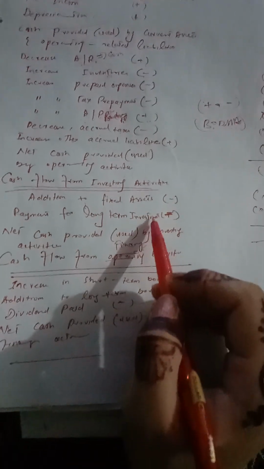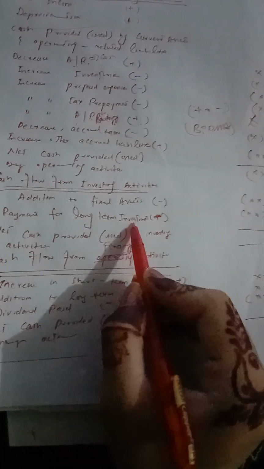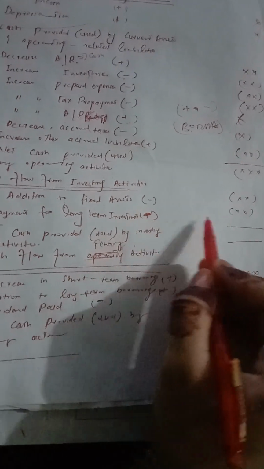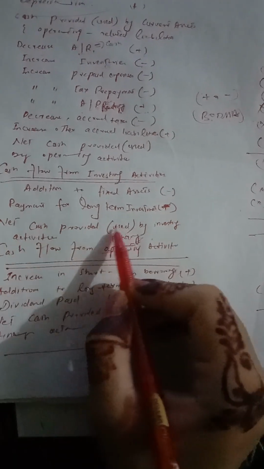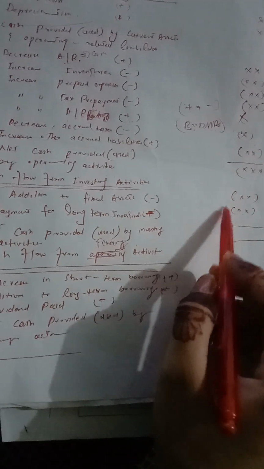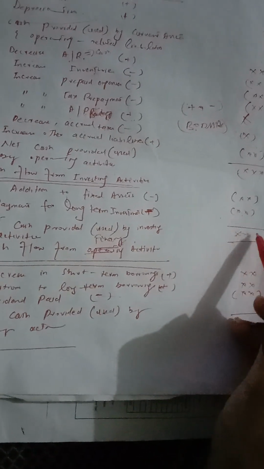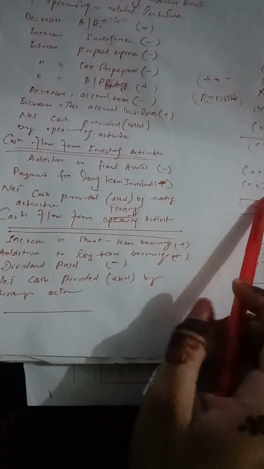Payment of long-term investment. When we pay, our cash goes out, so it will be less, so it will also be in brackets. So net cash provided or used. When we subtract or add these, the figure will be shown there from investing activities.